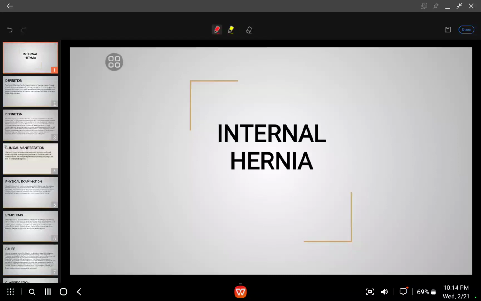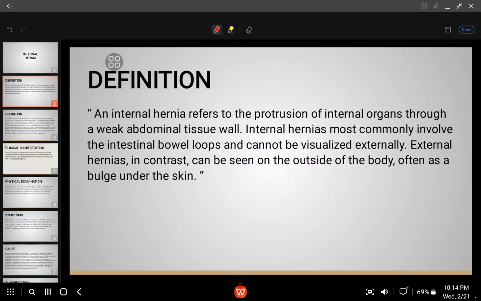In this video section, we will discuss internal hernias. So, what is the definition of an internal hernia? An internal hernia refers to the protrusion of internal organs through a weak abdominal tissue wall. Internal hernias most commonly involve the intestinal bowel loops and cannot be visualized externally. External hernias, in contrast, can be seen on the outside of the body, often as a bulge under the skin.